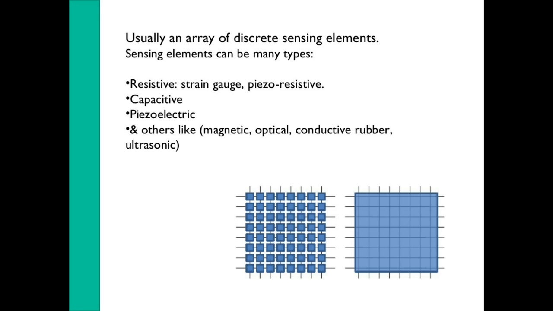Usually it is an array of discrete sensing elements. These tactile sensors are an array of sensing elements, which are divided into many types. The first type is resistive, which is divided into strain gauge and piezoresistive. The second one is capacitive. The third one is piezoelectric, and there are many others: magnetic, optical, conductivity, and ultrasonic.